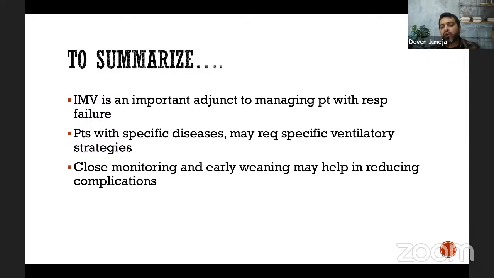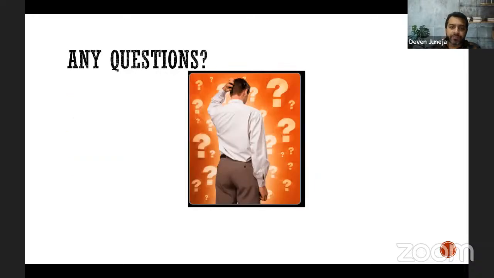So try to find out what was the underlying reason why this patient required invasive mechanical ventilation, and try to control the cause and get the patient off mechanical ventilation as early as possible. So on a daily basis, give a sedation break. Think, when you look at the patient, just look at the patient and see whether the patient is ready for weaning or not. I'll be happy to take any questions which you might have.